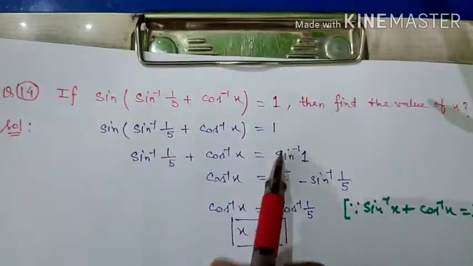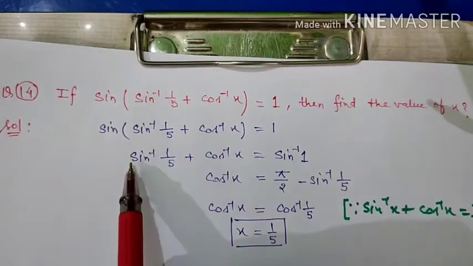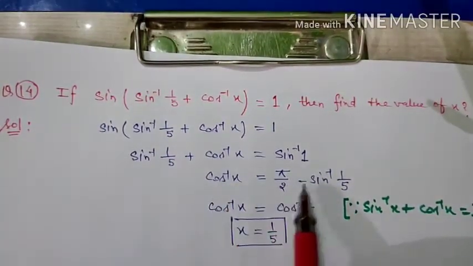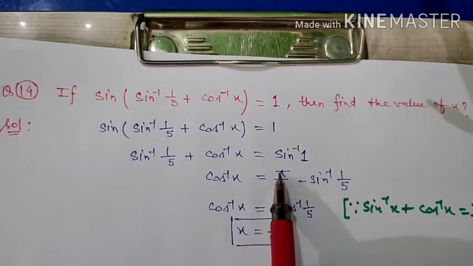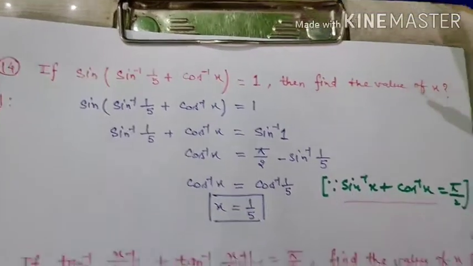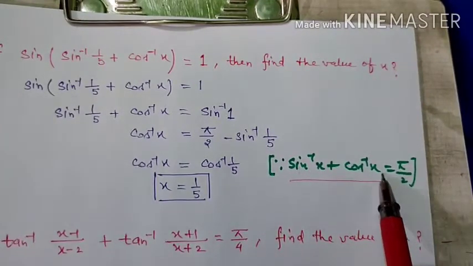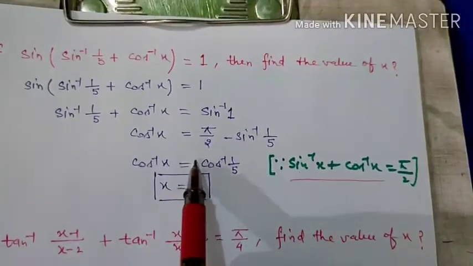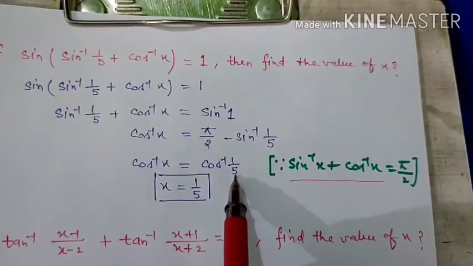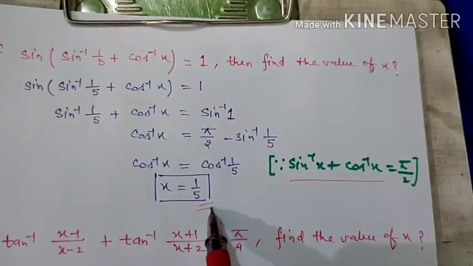We'll replace this 1 with sin⁻¹1, and sin⁻¹1 is pi by 2. If we transfer sin⁻¹(1/5) to the other side, it will be pi by 2 minus sin⁻¹(1/5), and we know a very important formula: sin⁻¹x + cos⁻¹x equals pi by 2. By using this formula we can say pi by 2 minus sin⁻¹(1/5) is equal to cos⁻¹(1/5). If I cut cos inverse on both sides, I'll be getting x as 1 by 5. This is the answer.